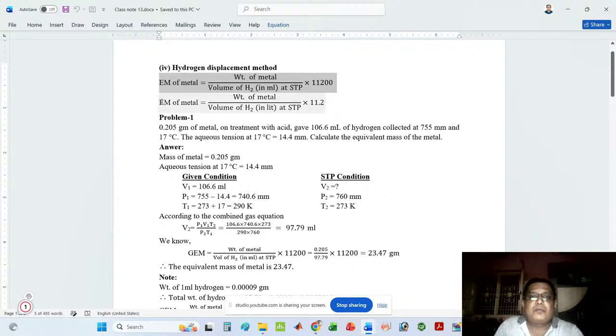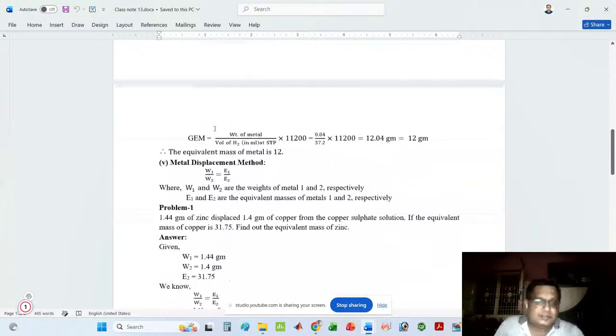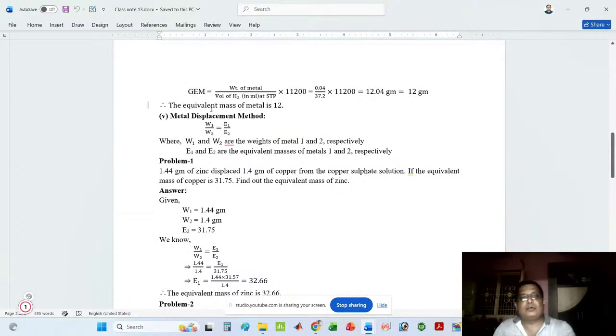If the volume of hydrogen is expressed in liter, then the formula is modified and the new formula is: equivalent mass of metal is equal to weight of metal divided by volume of hydrogen in liter at STP into 11.2. I have completed a few problems on this method. Next, I explained the metal displacement method.